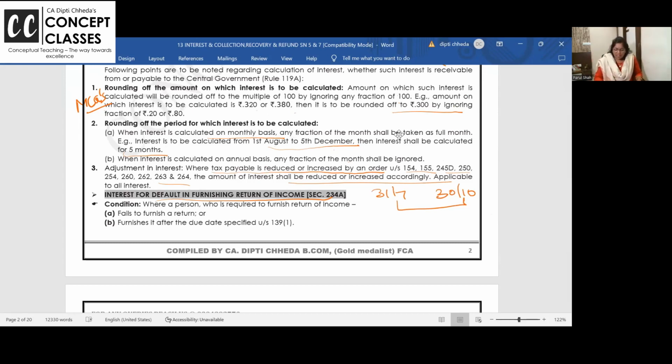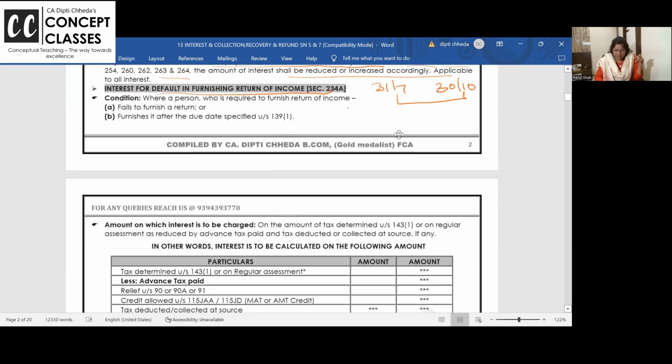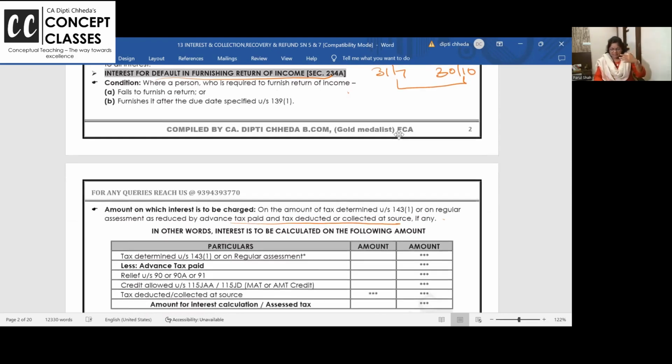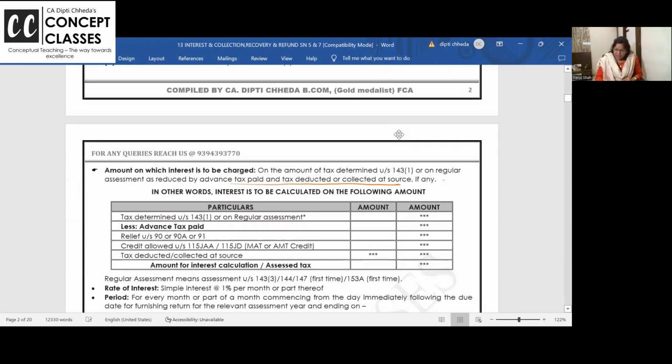Simple. Where a person who is required to furnish the return fails to furnish it or furnishes a late return after the due date, interest is charged on the amount of tax determined, as reduced by advance tax and TDS. So suppose your regular tax is coming to 10,000. Already you have paid 6,000.